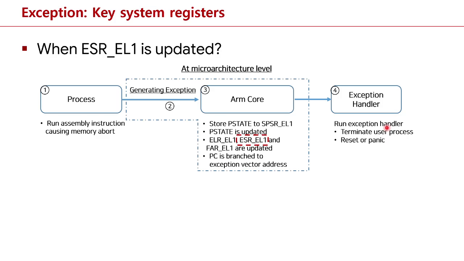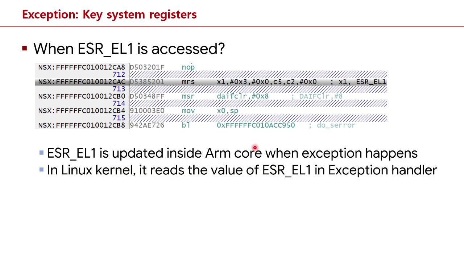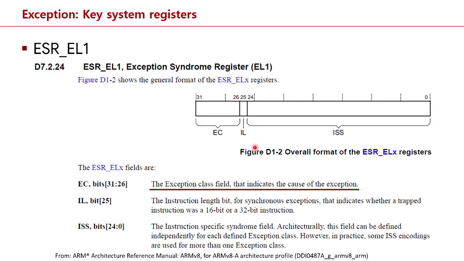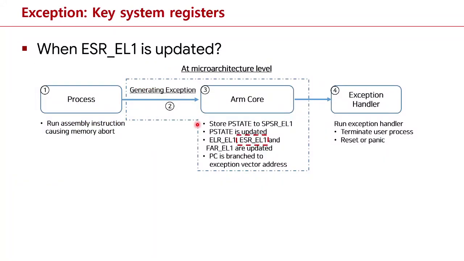When the exception occurs at exception level 0 by running an SVC assembly instruction, in this case, the ESR_EL1 register has the exception class. Please note that the exception class is updated in the 26 to 31 bit positions, as you can see in the register layout.